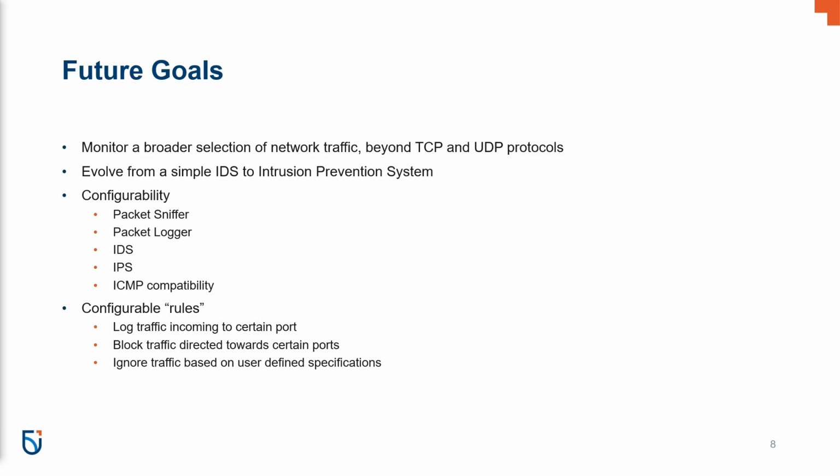Now on to future goals. We would like to monitor a broader section of network traffic beyond TCP and UDP protocols and evolve the system from a simple IDS into an intrusion prevention system, blocking any sort of attack such as a DDoS attack or any of the ones mentioned prior. We would also like to include configurability, such as making it a simple packet sniffer, a packet logger, specifically an IDS or an IPS, and having it be ICMP compatible.